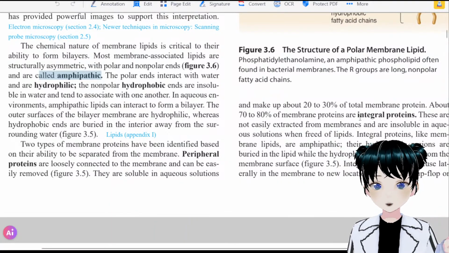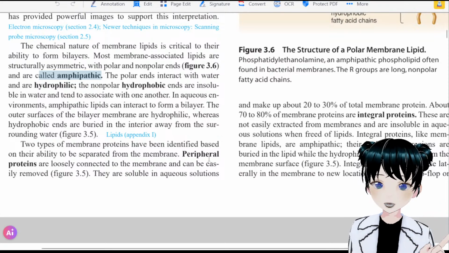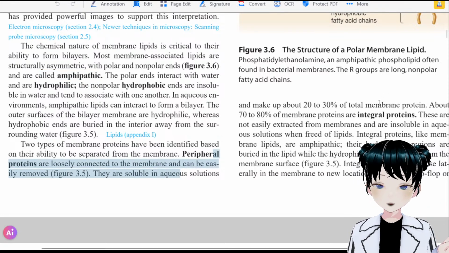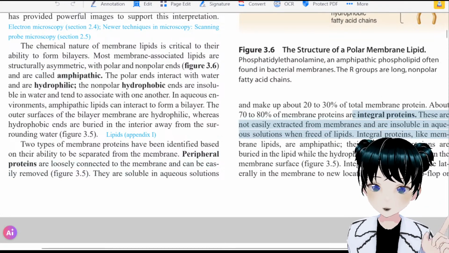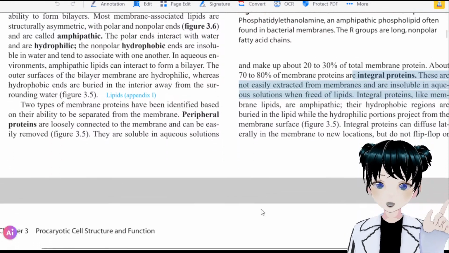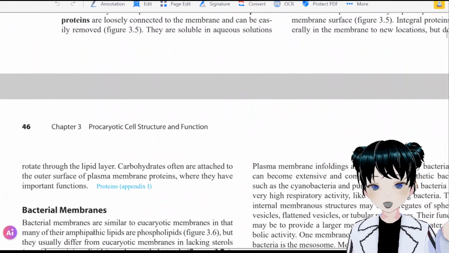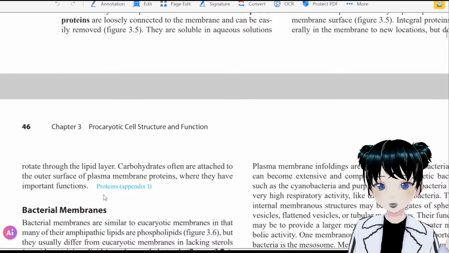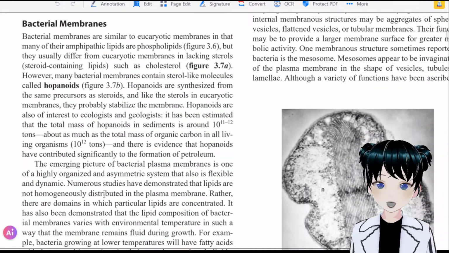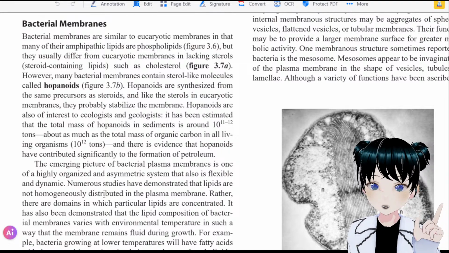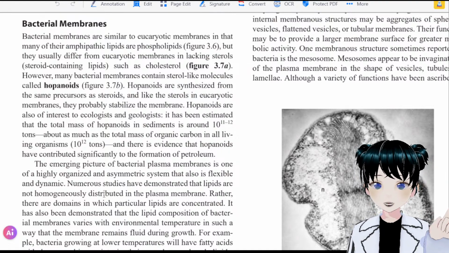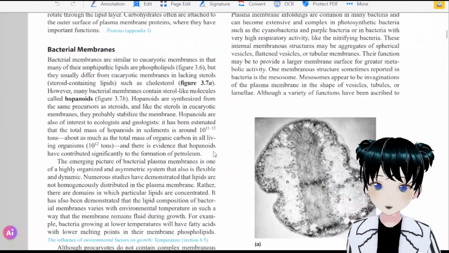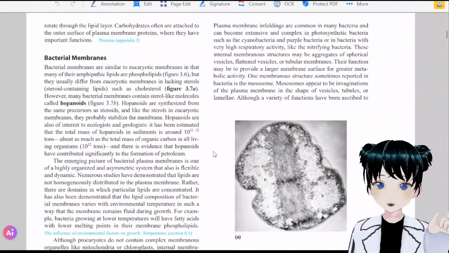Now, which one is more common, do you think? Peripheral proteins or the integral proteins? Of course, the integral proteins are more common because they act as channels. Channels are the important working of the plasma membrane. So I think my topic on just the general cell membrane ends, and I won't be going further.